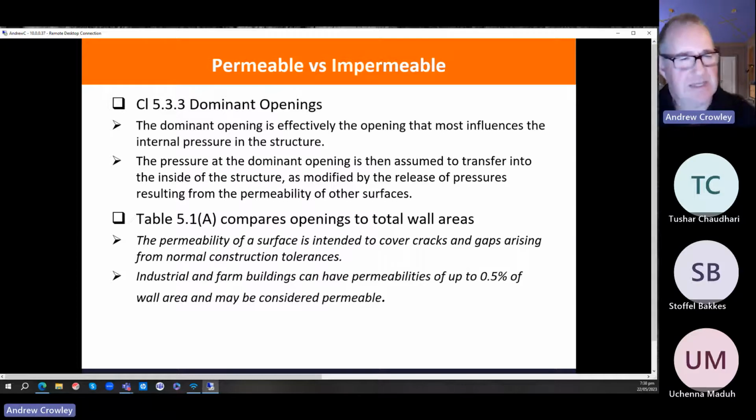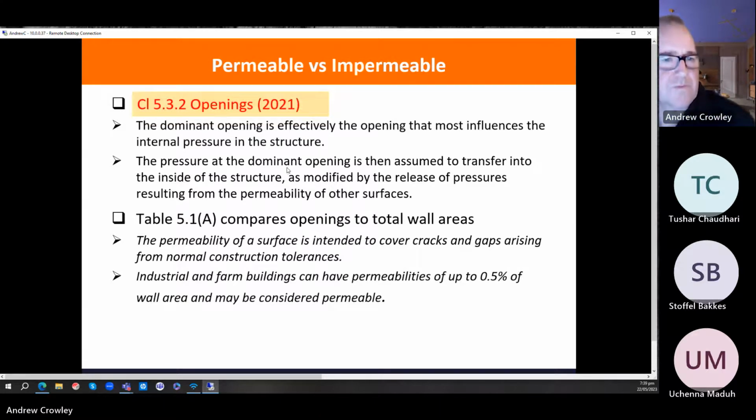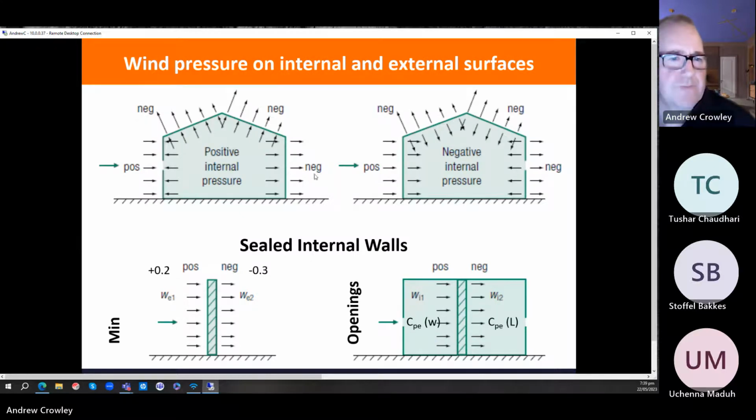So to do a little calculation here, this is how it works out. Wind pressure internal and external. Usually if you've got positive wind pressure on one face, you'll probably have negative wind pressure on the leeward face. Generally, you will probably have positive internal pressure.